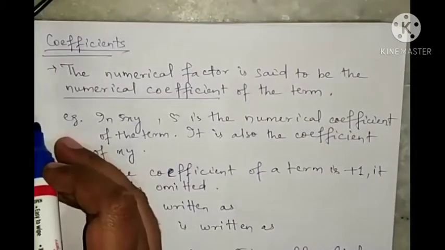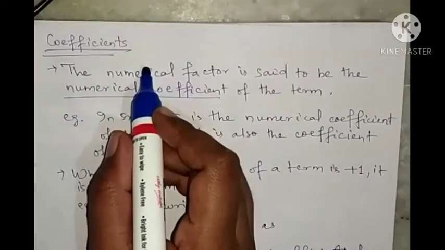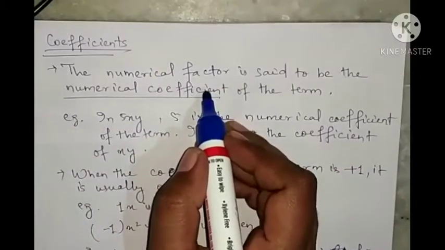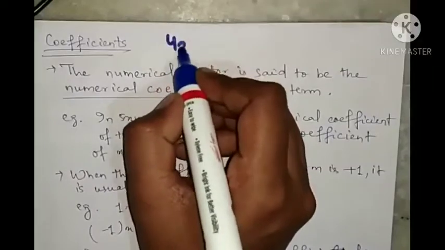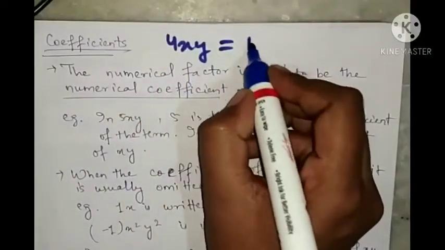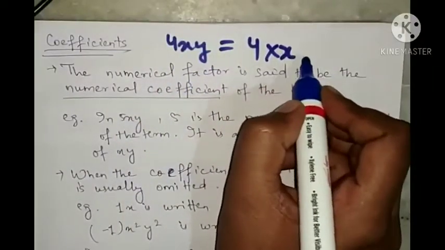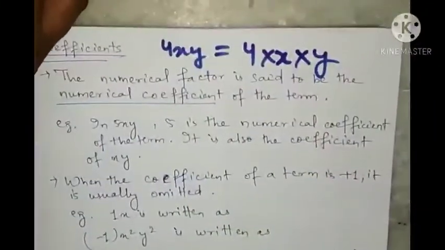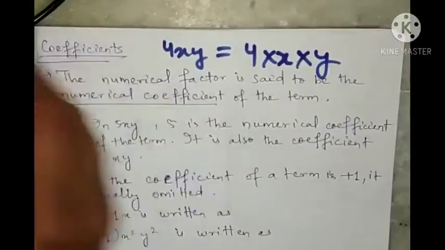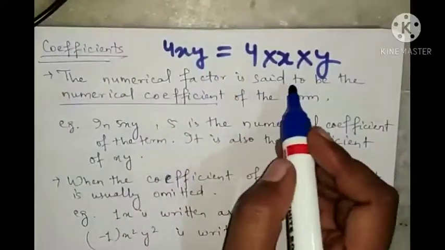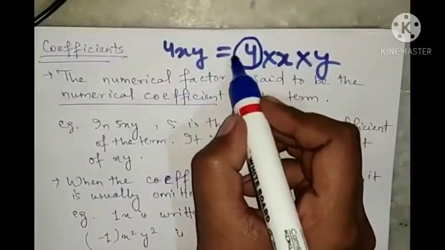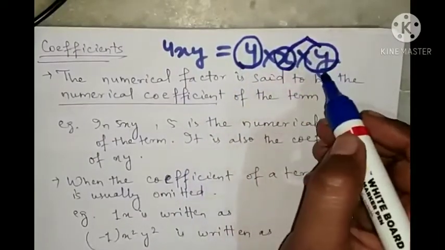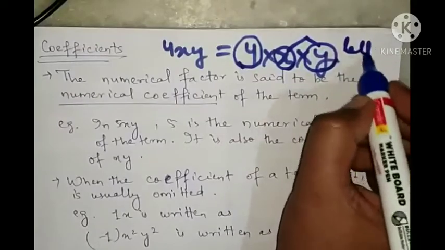Look here, next is coefficient. So what is a coefficient? The numerical factor. We have studied factors. Like in 4xy, the factors are 4, x and y. These are the three factors present in 4xy. But you see here, 4 is a number and x and y are variables, or letters.